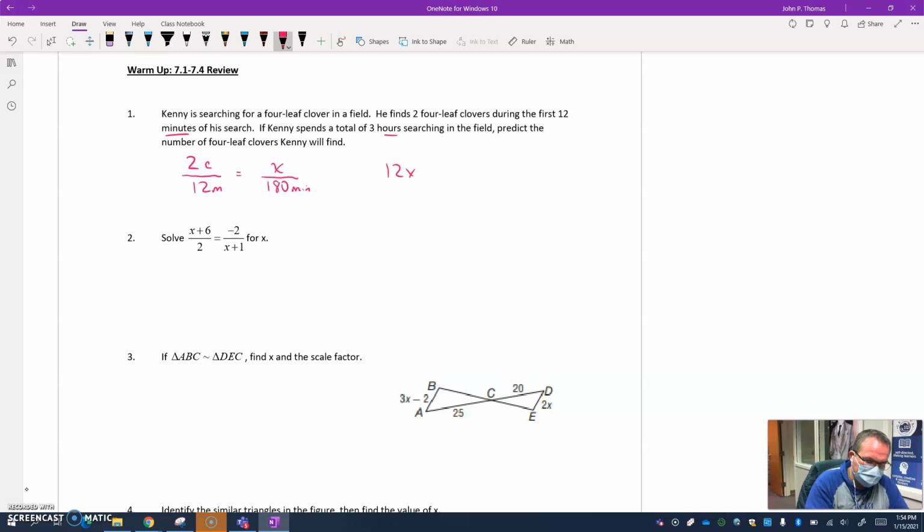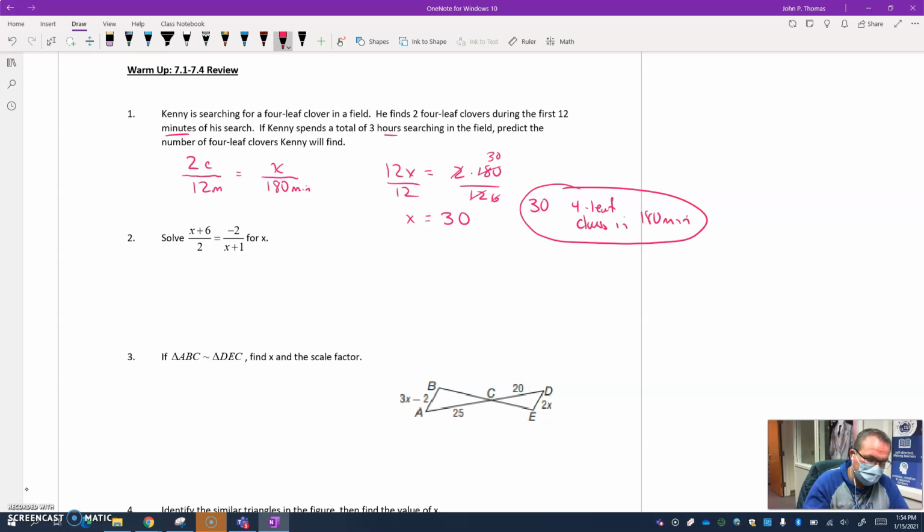We've got 12x equals 2 times 180. We'll divide both sides by 12. Alright, and again, I'm working without a calculator, so I'm going to do the 2 into the 12 is 6. 6 goes into 18 3 times, so we're looking at 30 into 180. Alright, so x equals 30. So 30 4-leaf clovers in 180 minutes would be the expected outcome based on what we saw.